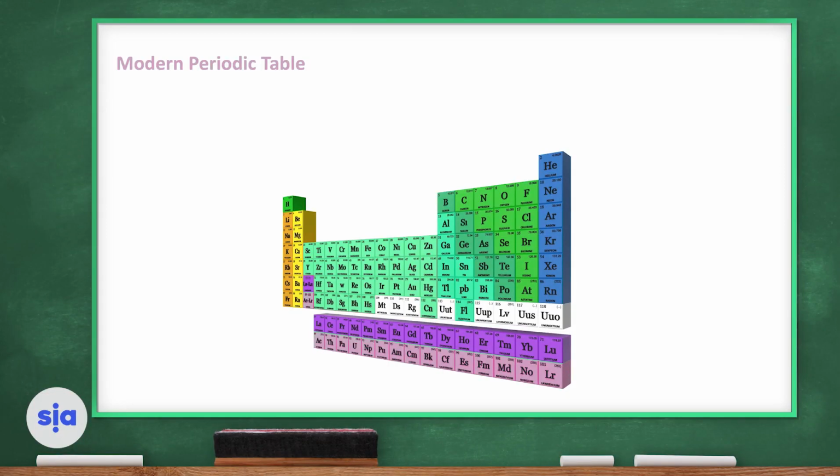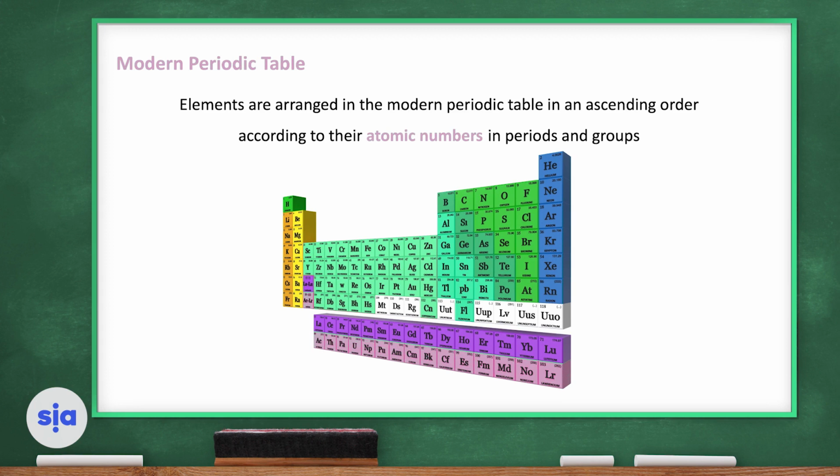Today we are going to discuss graduation of elements in the modern periodic table. Look, this is the modern periodic table. And do you remember that elements are arranged in the modern periodic table in ascending order according to their atomic numbers in periods or rows and groups or columns?